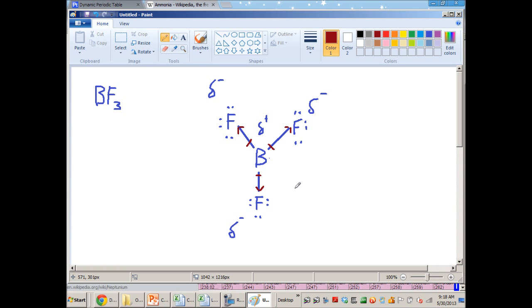Good? Okay. So that's how you do BF3. You would expect this to not have a dipole moment. The geometry is trigonal planar, and the boron does not actually get saturated or does not get satisfied in this case.